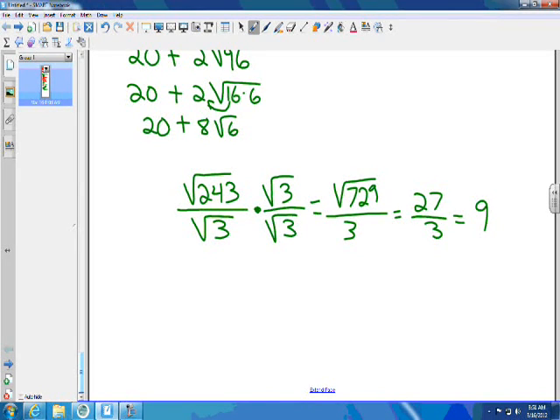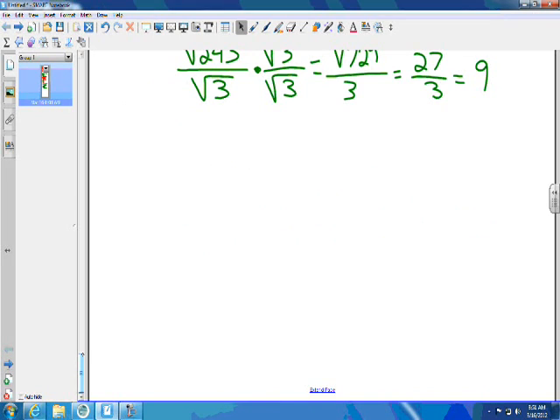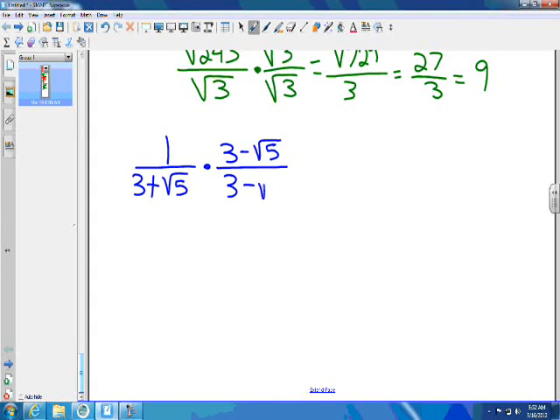I will do 46. One over 3 plus square root 5. So this is dividing with the radicals. How do we get rid of the radical on the bottom? The conjugate, 3 minus square root 5 on the top and the bottom. So the top's easy. What do we have? 3 minus square root 5.